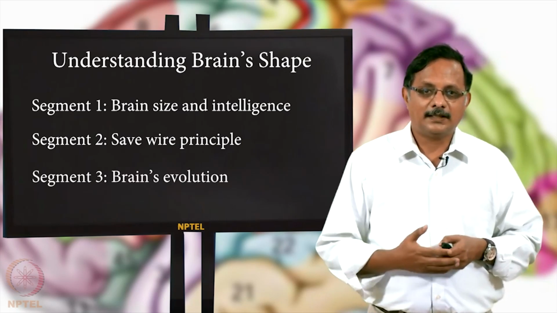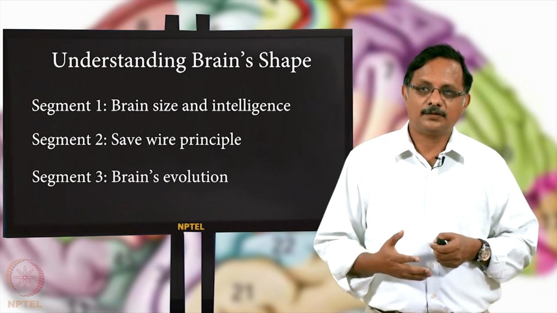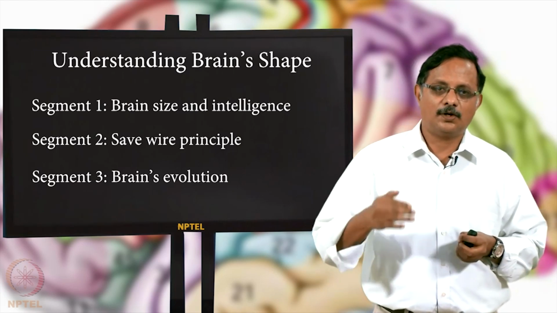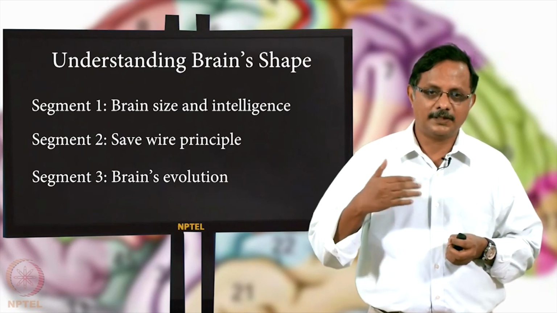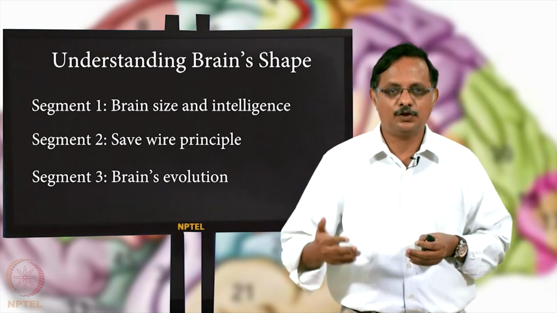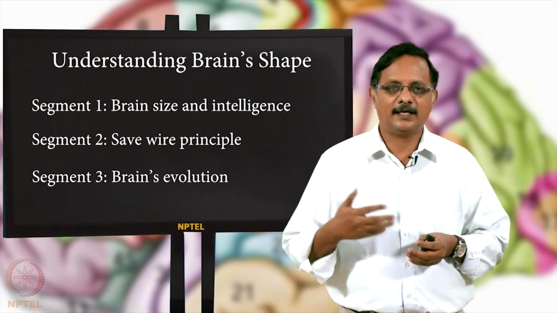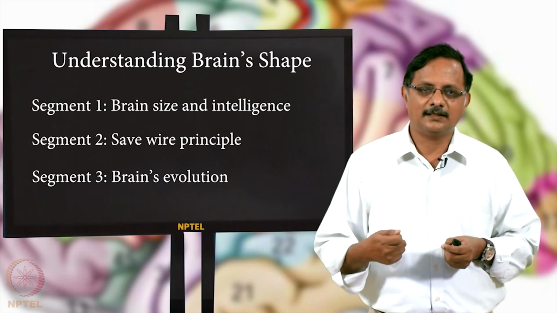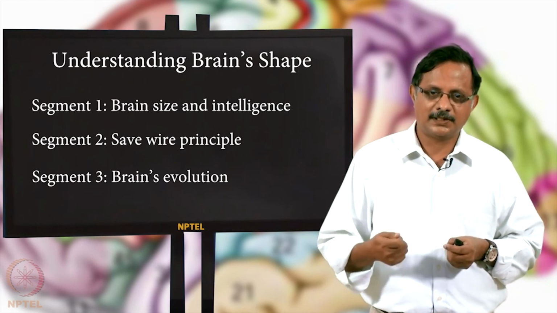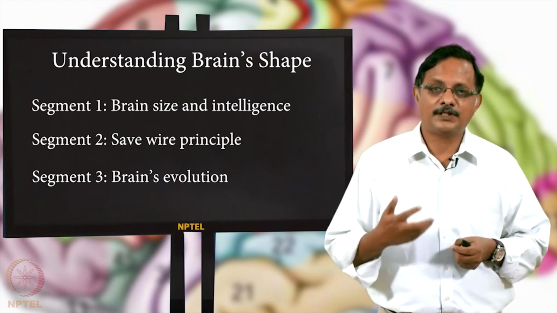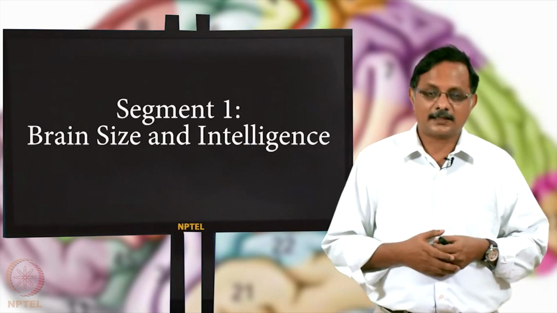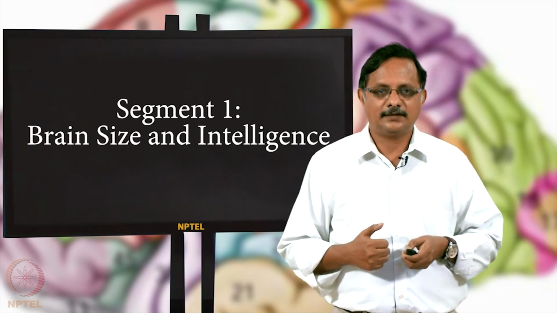In the third segment we will study the brain's evolution. We will look at nervous systems of very simple creatures and go all the way to invertebrates, vertebrates, mammals, and then finally humans, and see how the brain has evolved. We will try to show how a very simple structural principle, the save wire principle, can explain a lot of features of the brain's evolution. So, let us start with the first question, brain size and intelligence.